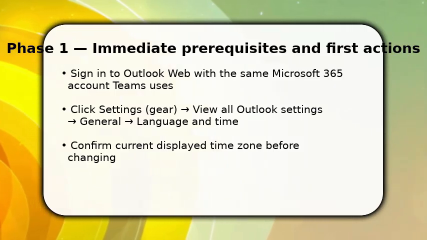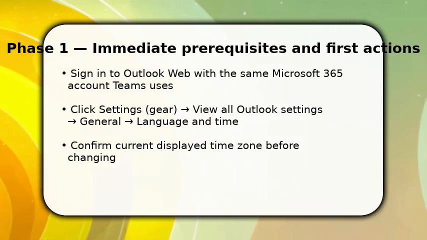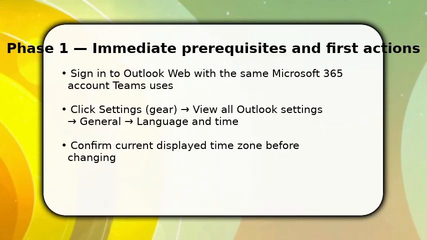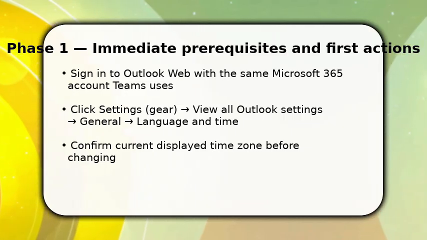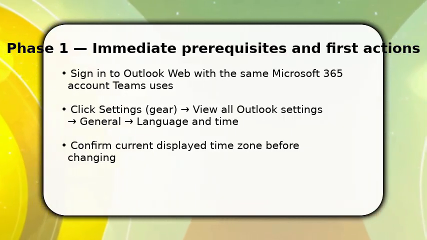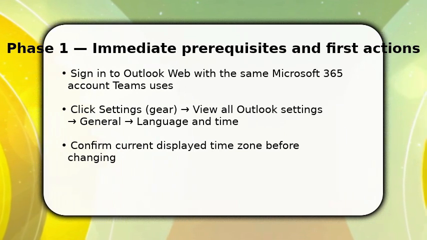Once signed in, click the gear icon, then choose View All Outlook Settings and open General, right arrow, Language and Time. Make sure you can see the current time zone field. This is the control that Teams reads, so you're already in the right place to change it.